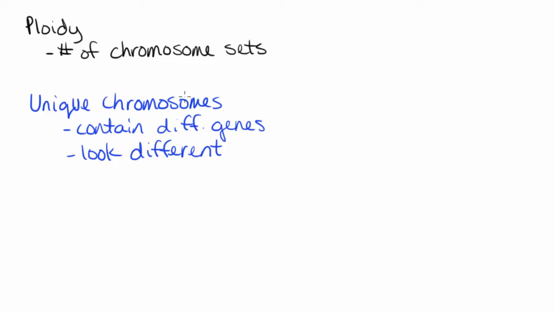So each organism has a unique chromosome number, and we refer to that as the N number. So the N number is going to tell us basically how many different chromosomes we have inside of an organism. And if we're talking about humans, the N number is 23. So if we're looking at a cell, we have 23 different chromosomes. They look different. They contain different genes on them.